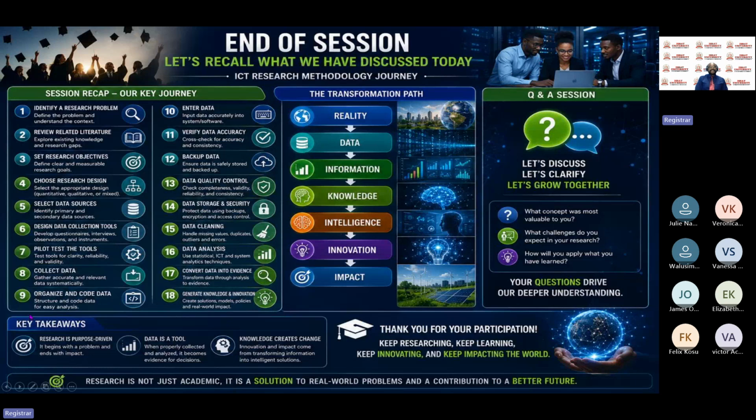If you look at the session recap, our key journey is done through 18 steps, starting from your research problem, to your data collection, data cleaning, data analysis, converting data into evidence, and generating knowledge. That makes the innovation, that leads to impact. So make sure in all research, these 18 steps are almost the same. In ICT research, we have 3 kinds of sources to collect data: human interface, sensor or device interface, and next, system interface. This is how we do ICT research.